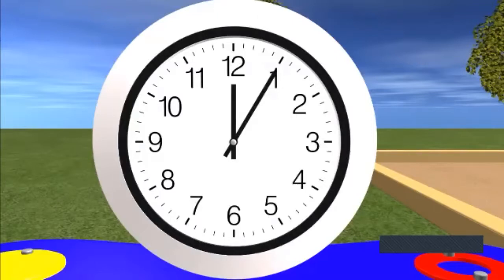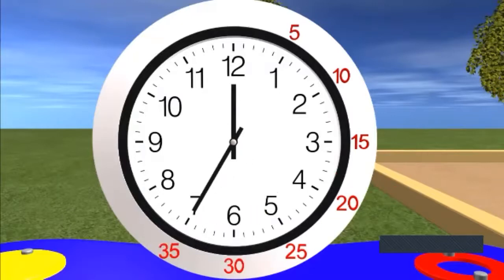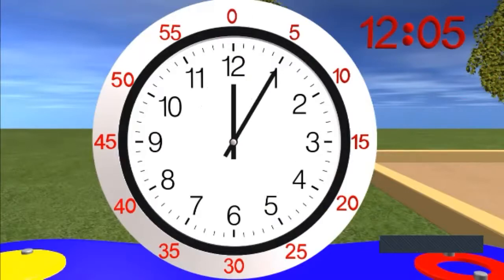So this is 5 minutes, 10 minutes, 15 minutes, 20 minutes, 25 minutes, 30 minutes, 35 minutes, 40 minutes, 45 minutes, 50 minutes, 55 minutes, and at the 12, the minutes start back over at 0. So right now, the time is 12:05. The hour hand is at the 12, and the minute hand is pointing at the 1, which is 5 minutes. Let's look at another one.